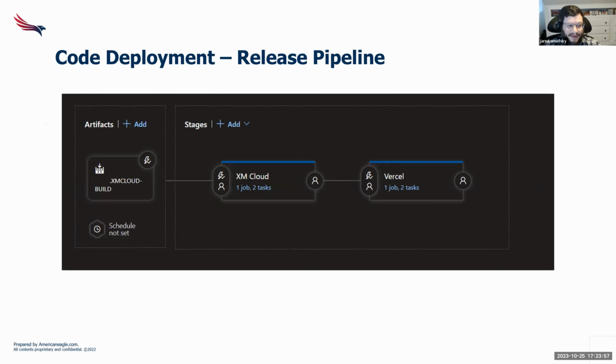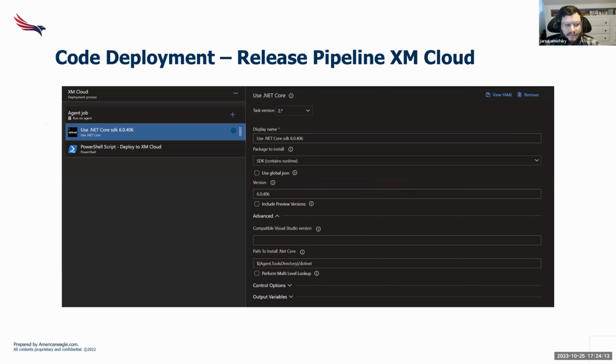So then this is our release pipeline. Again, this is a pretty simple hello world kind of example, but you'll see my release pipeline is two steps. One is to deploy to XM Cloud, and one is to deploy to Vercel. And on the XM Cloud step, it's just two steps. One thing to note, and it tripped me up a little bit, and I needed to take some time to figure this out, but the .NET Core SDK is a requirement of the Sitecore CLI. So making sure you have it within your pipeline is really important. So that's the first step.